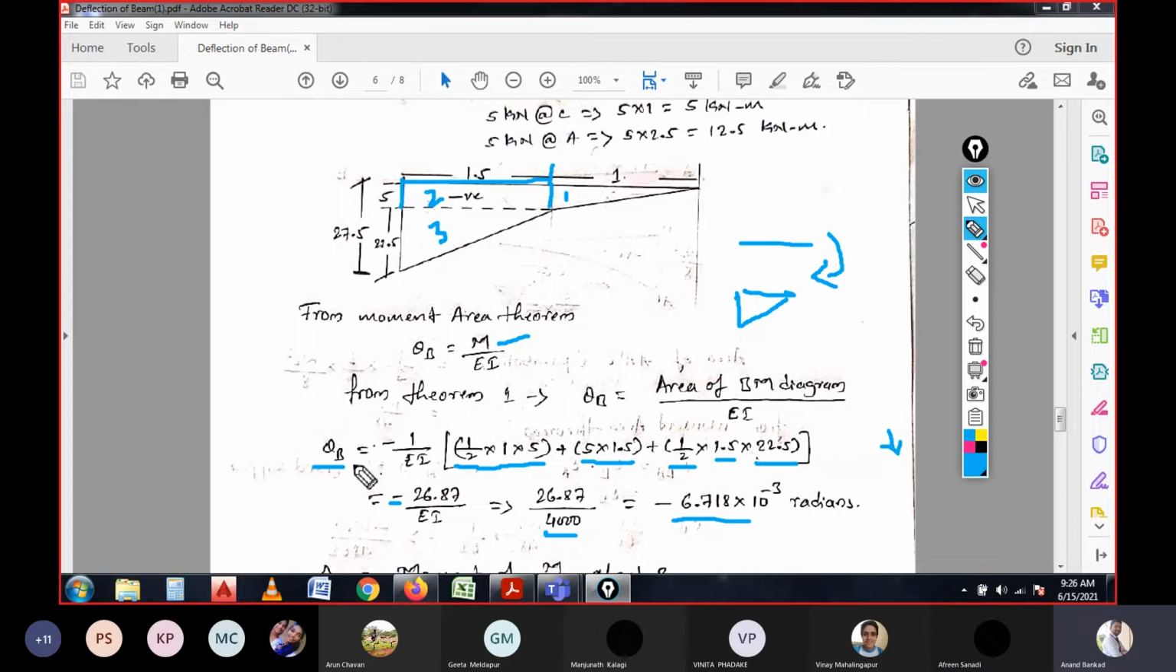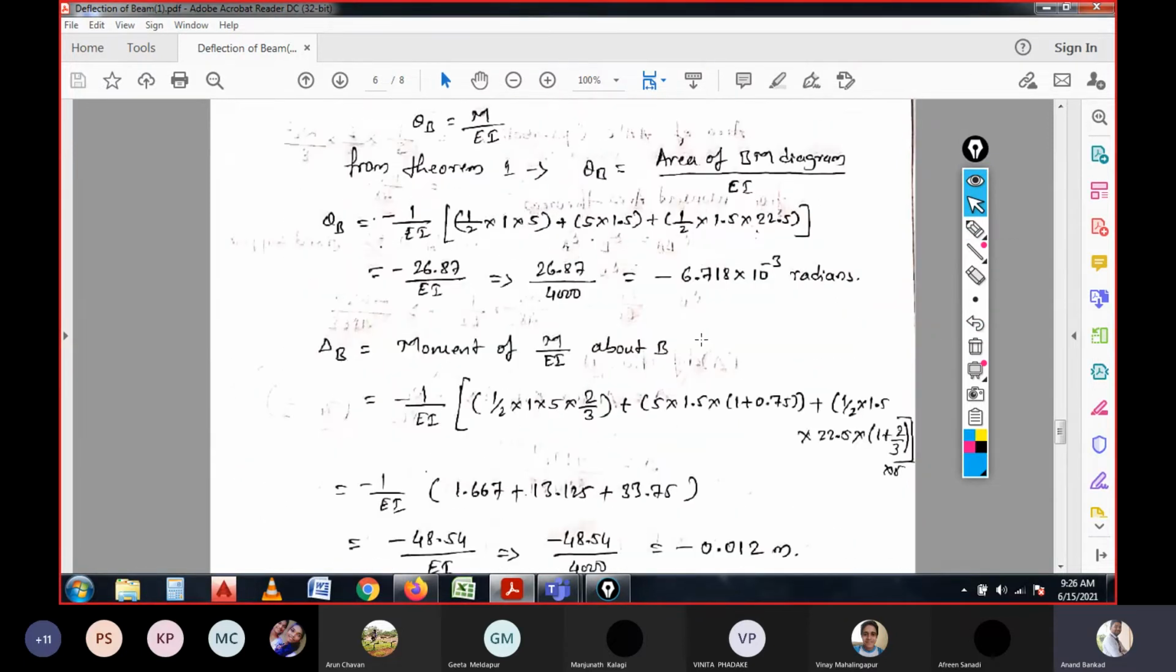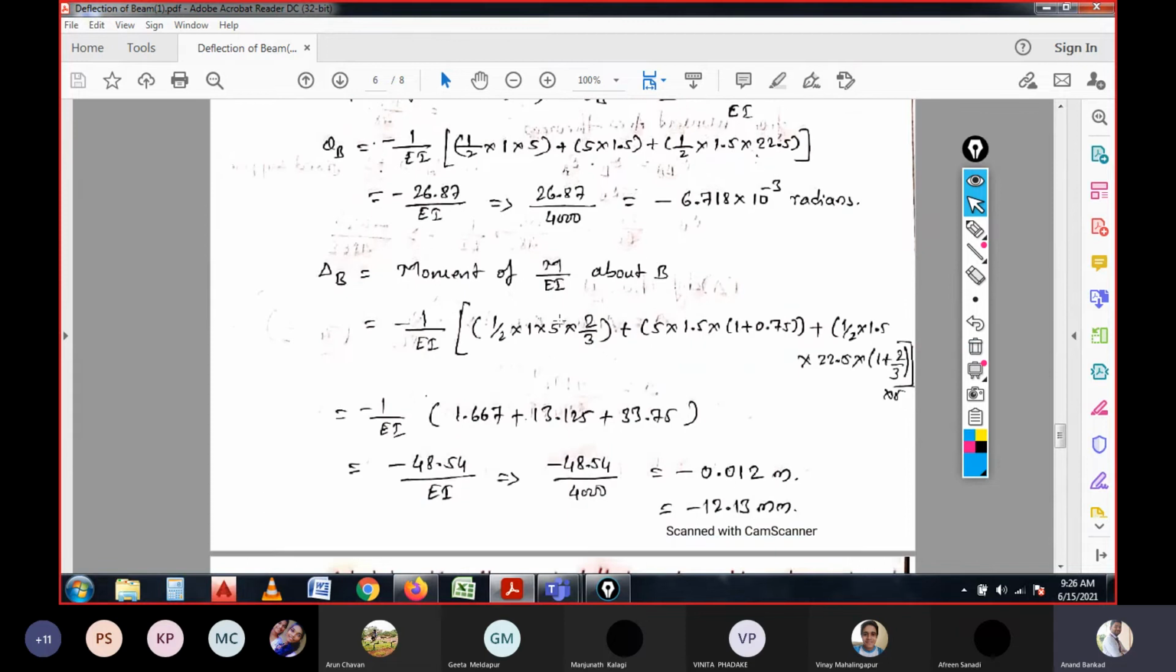So now we need to calculate the deflection. So how do you calculate it? Just we need to have area into CG, area into CG for each of the parts that we have considered. So here it is simple, I have written. So before that, I hope it is clearly visible.